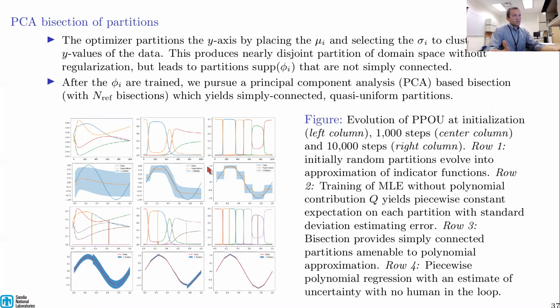One of the issues with this PCA-based bisection is the partition functions are initially smooth, but when we chop them in half, we get rough functions. So in principle, you can alleviate this by using, after your PCA bisection, a smooth indicator function, some smooth approximation to that, instead of just a sharp indicator function to bisect your partitions.